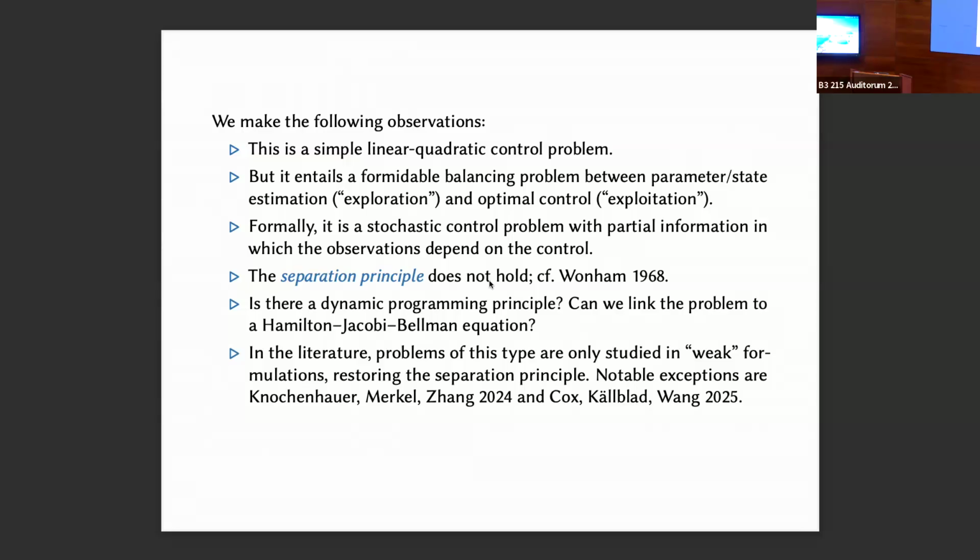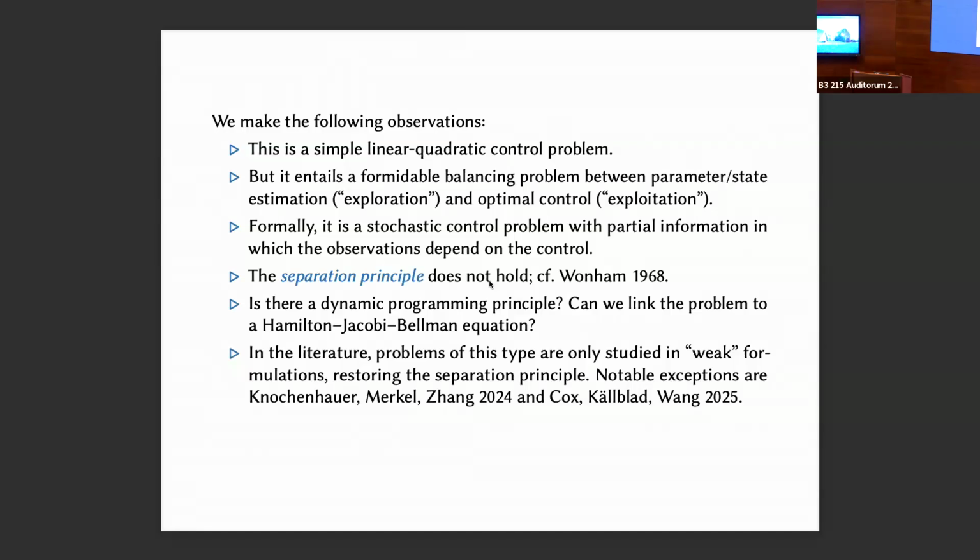If you look at the literature, people do study these types of problems where you have controlled information, but they usually formulate them in some form of weak sense, which could be something like you're not just choosing U, but you're also allowed to choose the probability space, the Brownian motion, and the filtration that you are working in as part of your control. And this is usually done in a way so that the separation principle is restored so that you can separate estimation and control. And that's precisely what we don't want to do in this work.